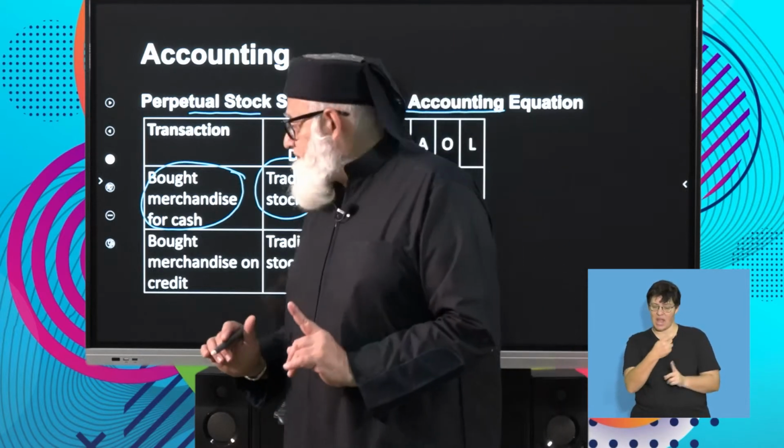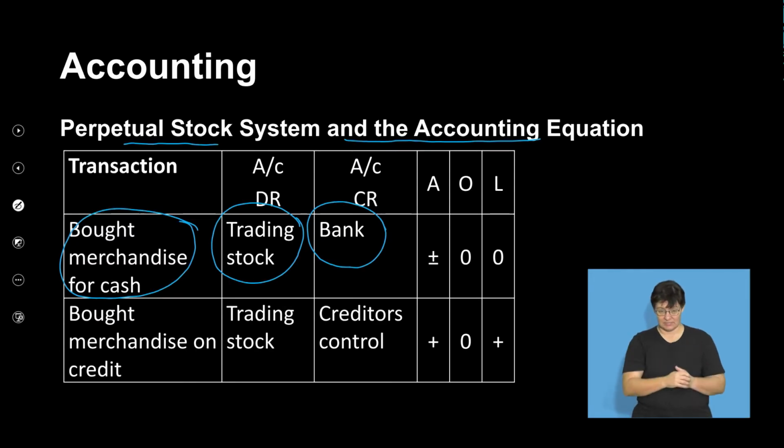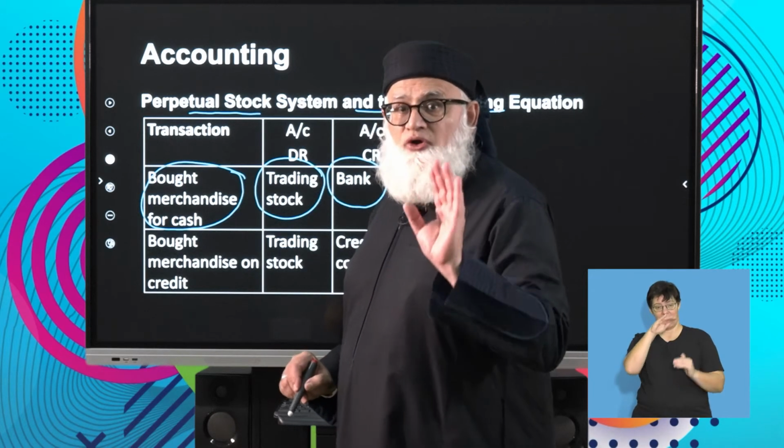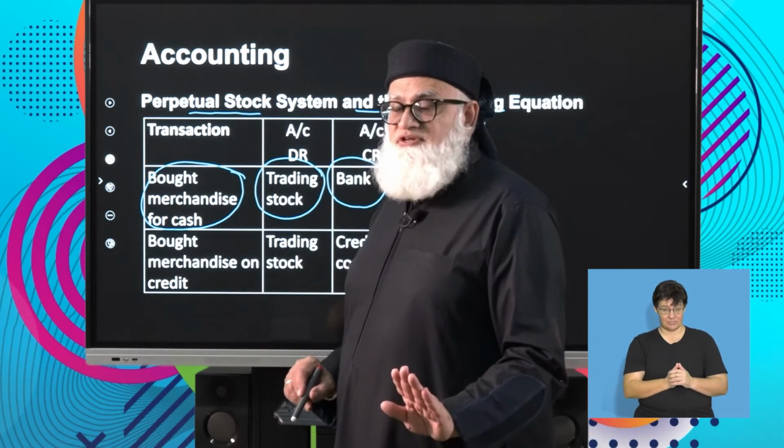So therefore, a debit to trading stock, a credit to bank. Watch my accounting equation: my assets increase as trading stock is increasing, and my assets decrease because bank is decreasing. Okay, so that's the perpetual inventory system.